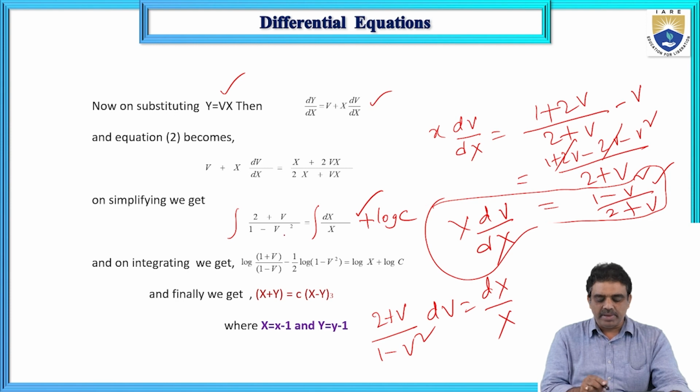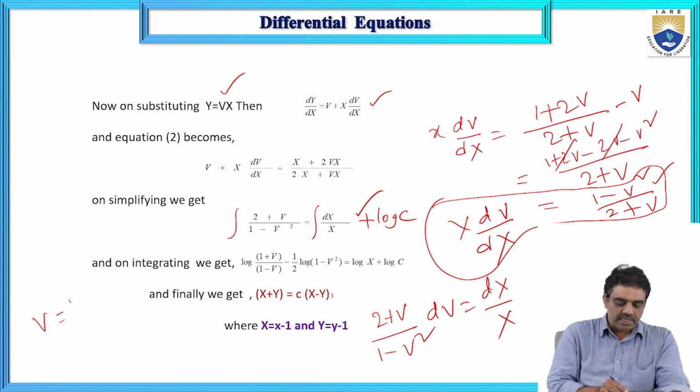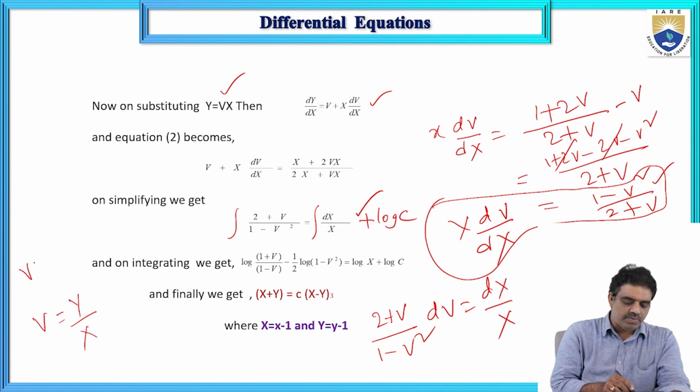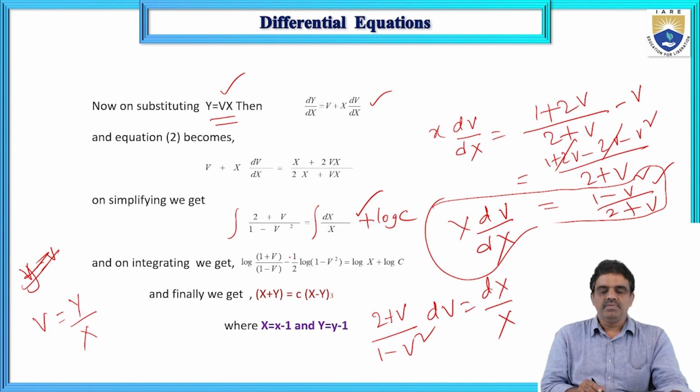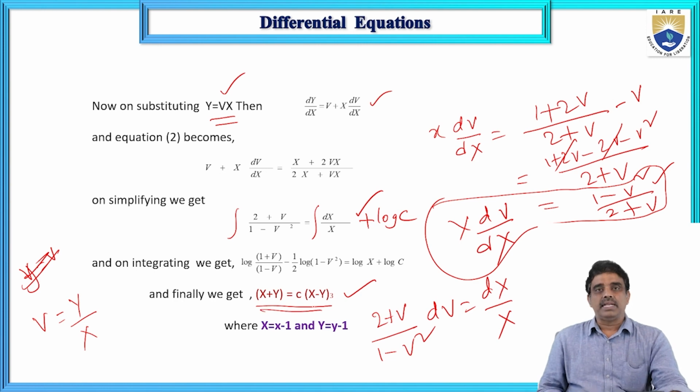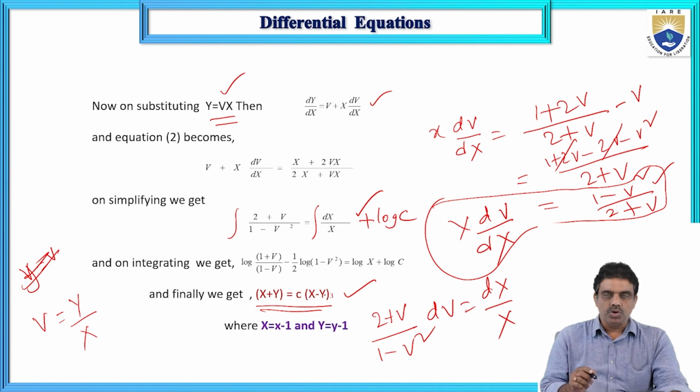So integral of 2 by (1 minus v square), that is log (1 plus v) by (1 minus v), minus 1 by 2 into log (1 minus v square) is equal to log x plus log c. So finally, on simplifying and putting capital V is equal to capital Y by x. Y is equal to what we have taken? Y is equal to Vx. Then what is V? V is equal to Y by x. So on substituting V is equal to Y by x, the entire equation gets into the form capital X plus capital Y is equal to C into (X minus Y) whole cube.